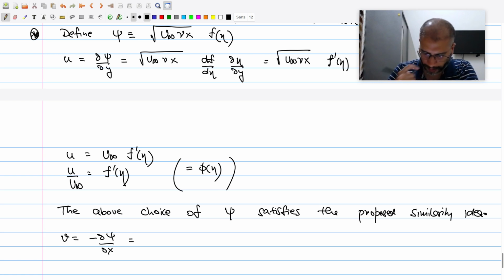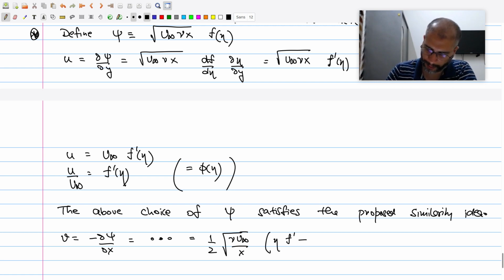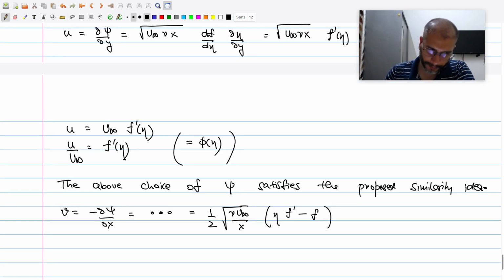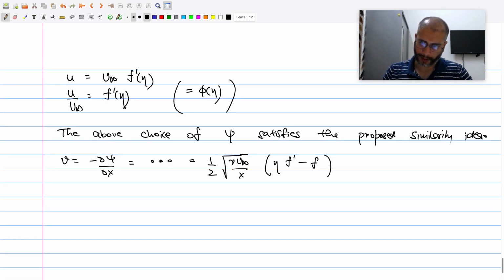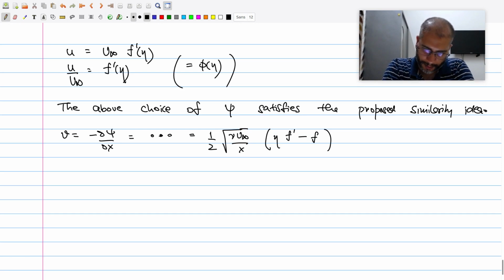I won't do all the algebra here. You can do it yourself, and then finally, what we get is half square root of nu u infinity by x, and then we have eta f prime minus f. I'm not writing the functional dependence on eta for f, that is implied. So we've got both u and v.